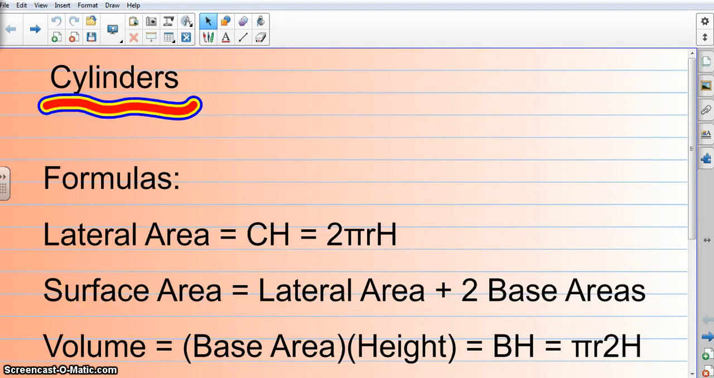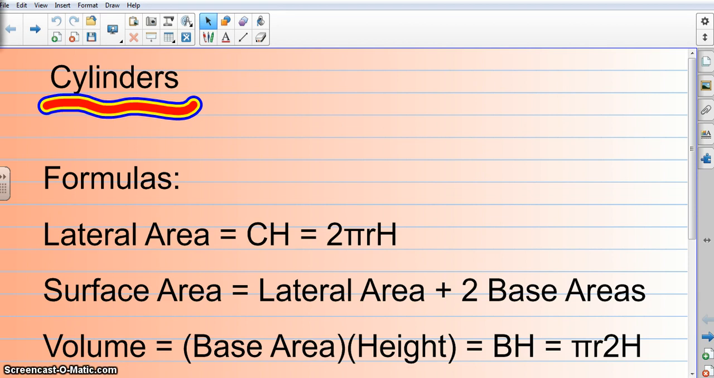Welcome back everyone. This is the second video on solids, and today we're going to be looking specifically at cylinders. Cylinders are very similar to prisms, and so most of the formulas and the work that we do will resemble what you've done with prisms. So let's quickly look at the formulas and then do 4 examples.